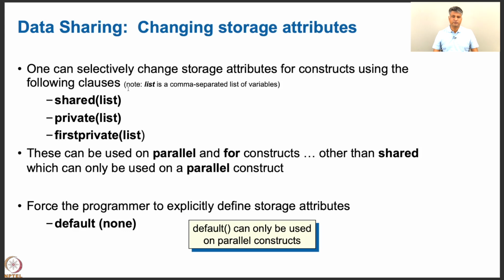We can also force the programmer to explicitly define storage attributes, in the sense that if we say default none, which is usually a very good programming practice, the programmer explicitly has to declare which variables are shared and which variables are private. And you can do this only on parallel constructs. This is generally a very good programming practice so that you never make the mistake of using a shared variable as a private variable or vice versa.